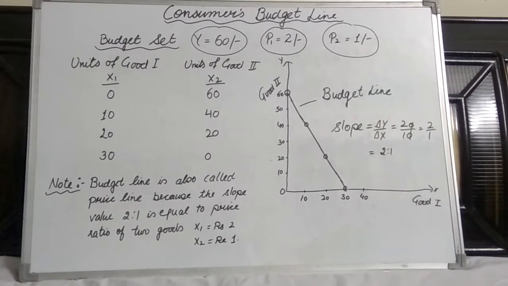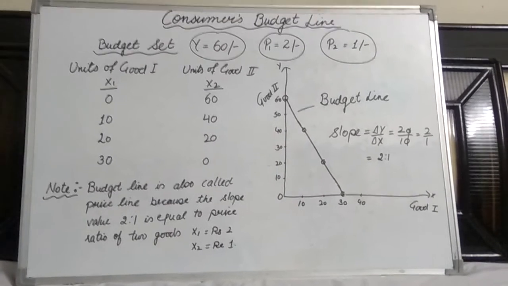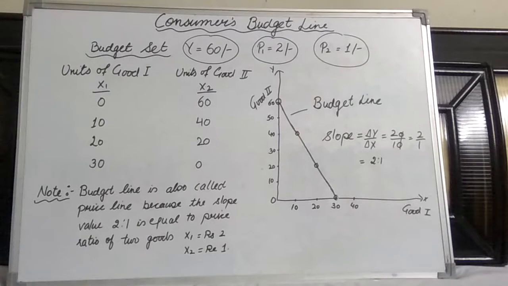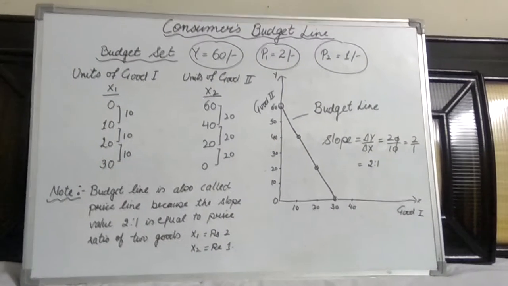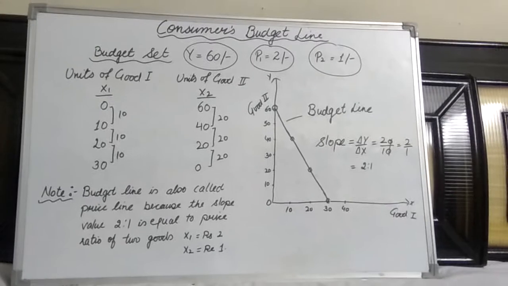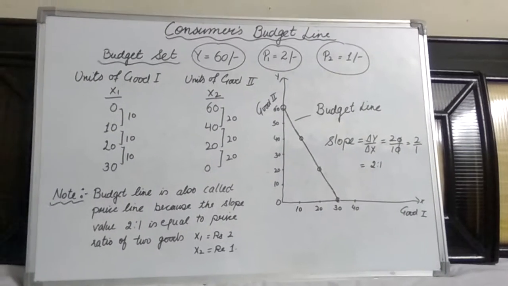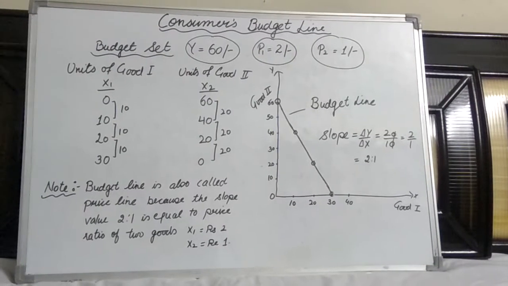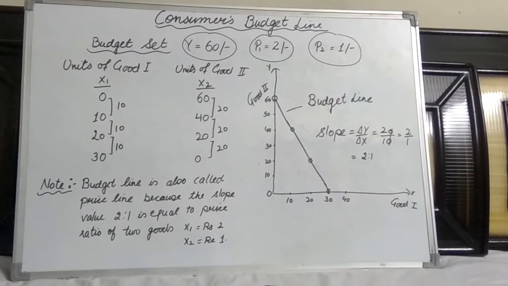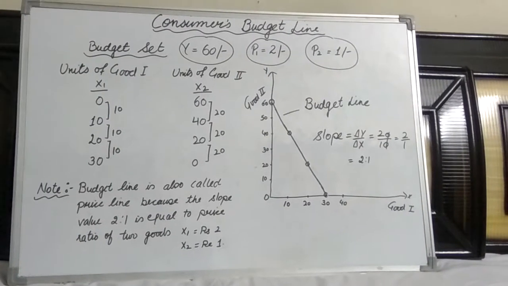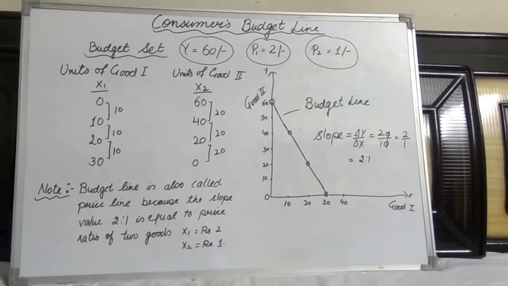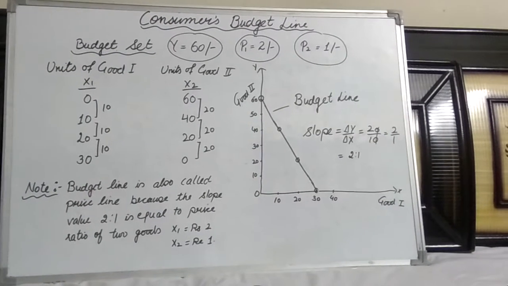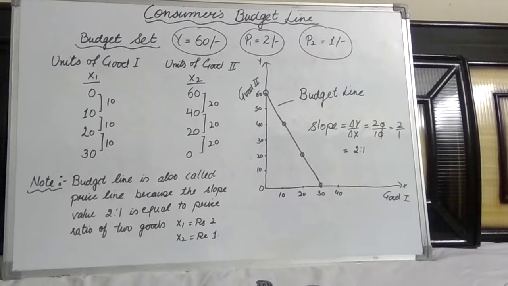Dear students, look in the budget set. The values of good one are increasing at the rate of 10. Check the rate of change of values. In case of x1 good, the rate of change of value is by 10 units, and the rate of decrease in the value of x2 good is 20. We put the same values in the formula of slope, that is equal to delta y upon delta x.